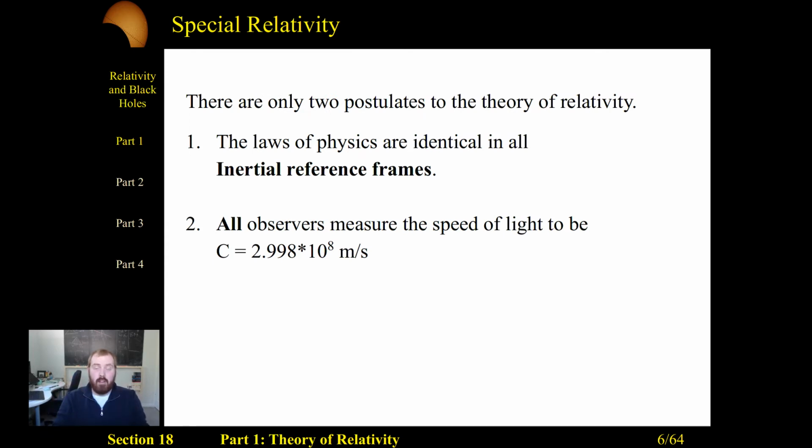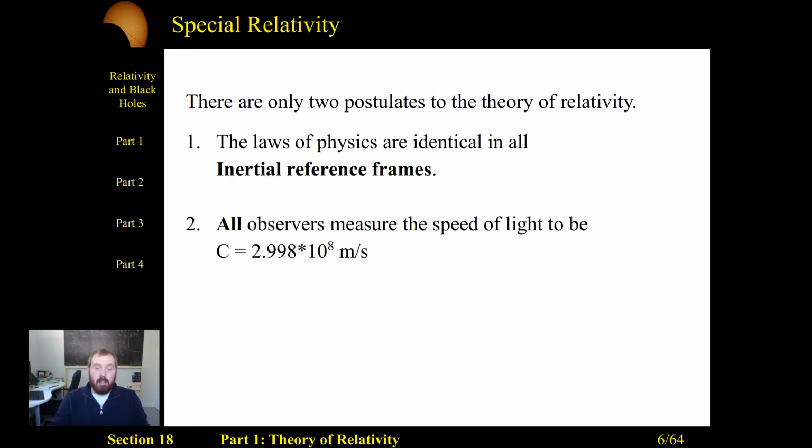When we say relativity, there are really only two postulates. To understand relativity, you only need to understand two things. One, the laws of physics are identical in all, quote, inertial reference frames. I don't imagine everyone has any idea or immediate notion of what the heck an inertial reference frame is. So our next couple of slides are going to try and build that up for you, try and get you thinking about these ideas. What do I mean by one reference frame versus another?